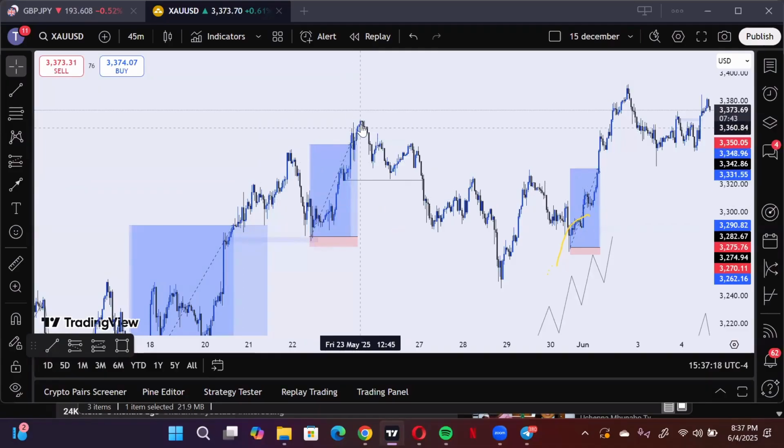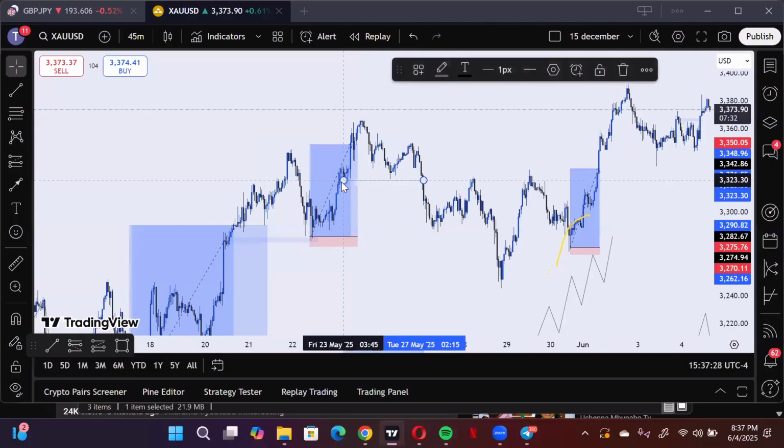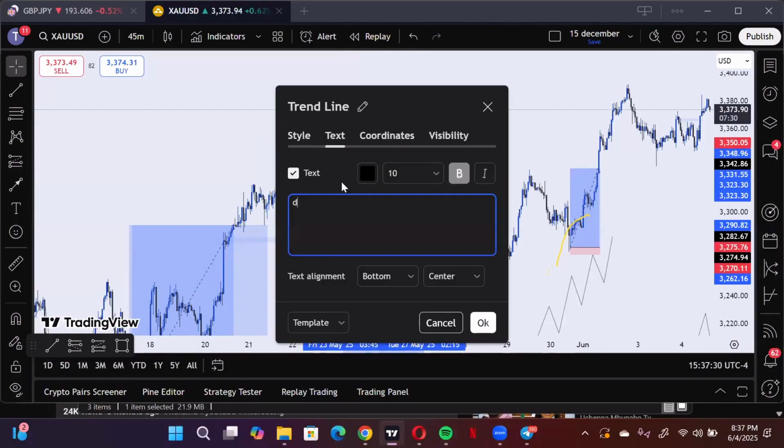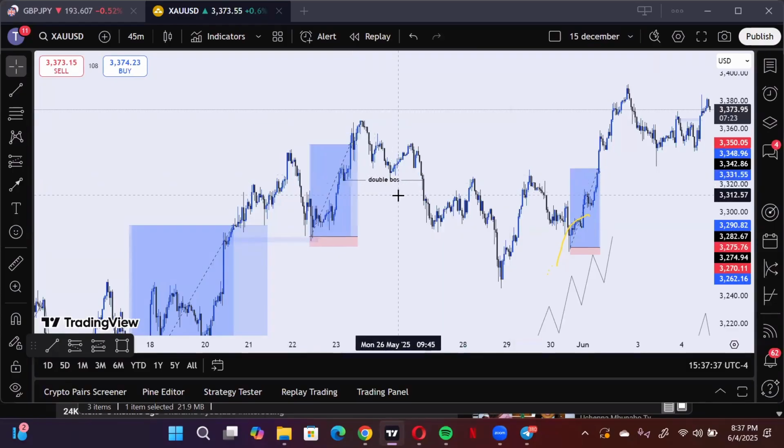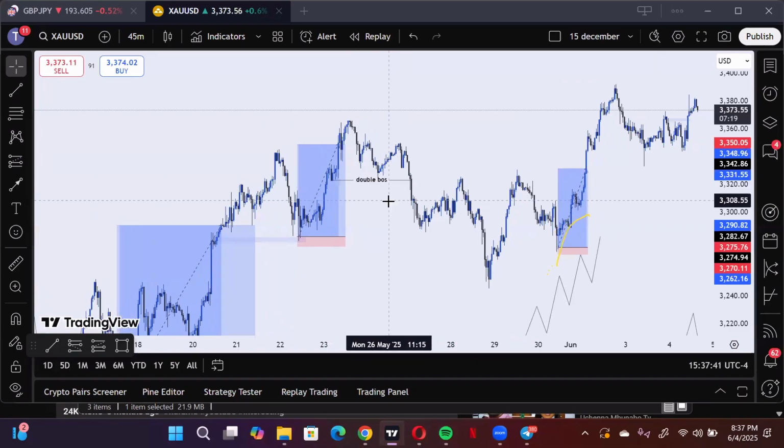So our market was making lower highs, lower lows, lower highs, lower lows, lower highs. Then it took out this low. Then it also took out this previously existing support level here. This is what you will now call a double breakout structure. When market takes out two consecutive zones, that is what you call a double breakout structure.